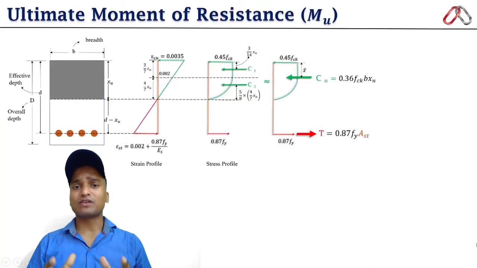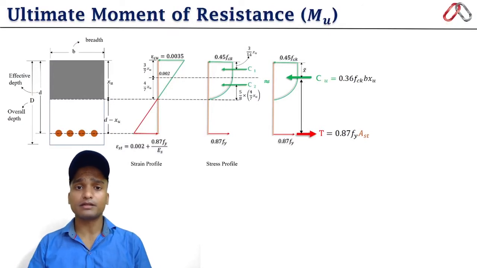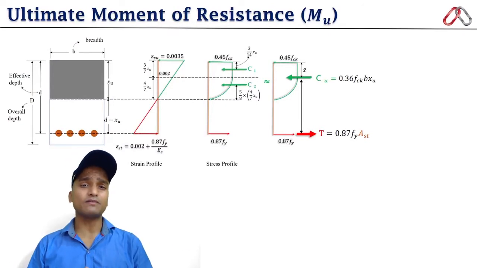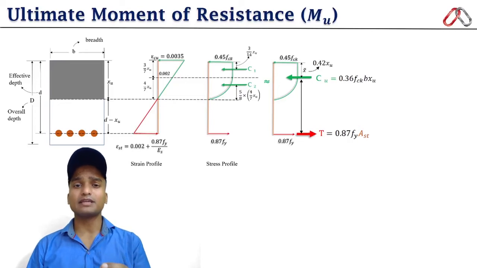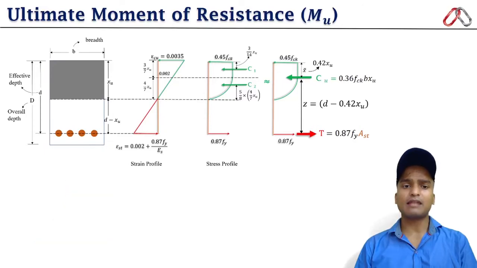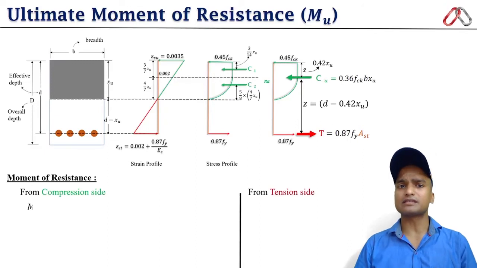Now any beam or flexural member has some capacity to resist bending moments. So the capacity of any flexural member in terms of its bending moment is named the ultimate moment of resistance, and it is denoted by Mu. And the calculation of Mu is very easy because it is the couple generated by the C and T with the lever arm d minus 0.42 XU, and we can calculate it either way, from the compression side or the tension side.